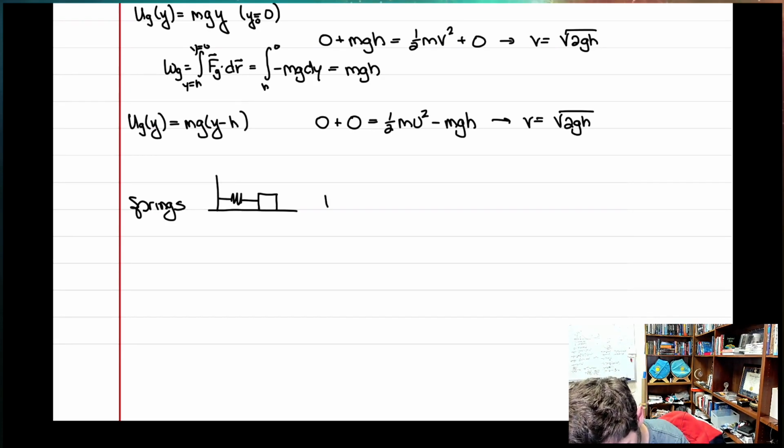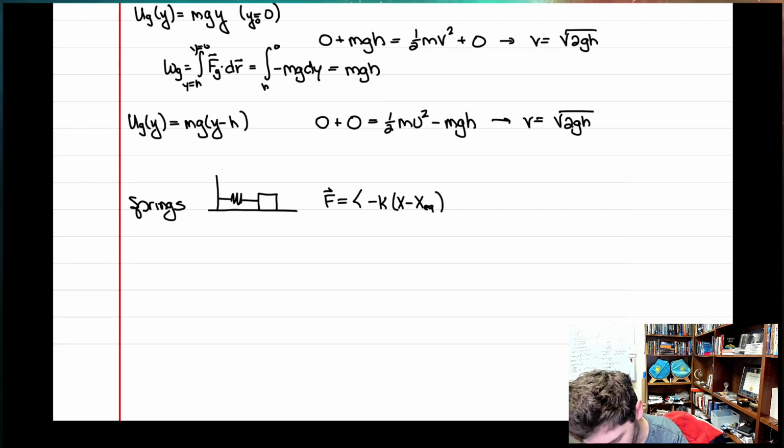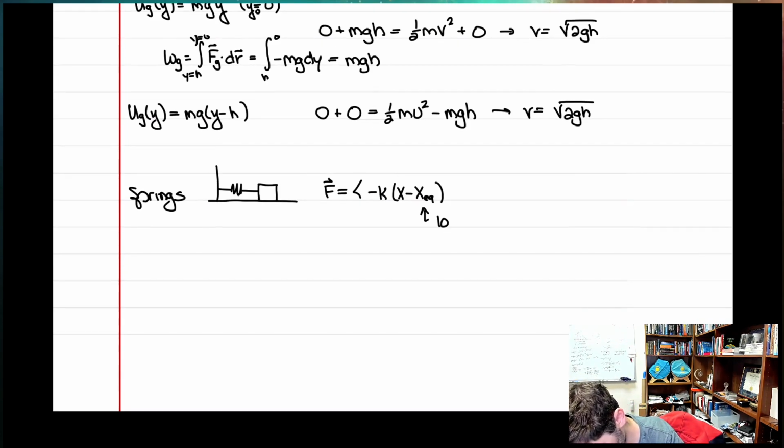So for a 1D horizontal spring, I might say it's negative k because it's restoring. I want it to be in the opposite direction: if it's stretched, I want it to move back, and if it's squished, I want it to push out. But instead of just writing x, I'll write x minus some equilibrium x, the location where it's neither compressed nor stretched.